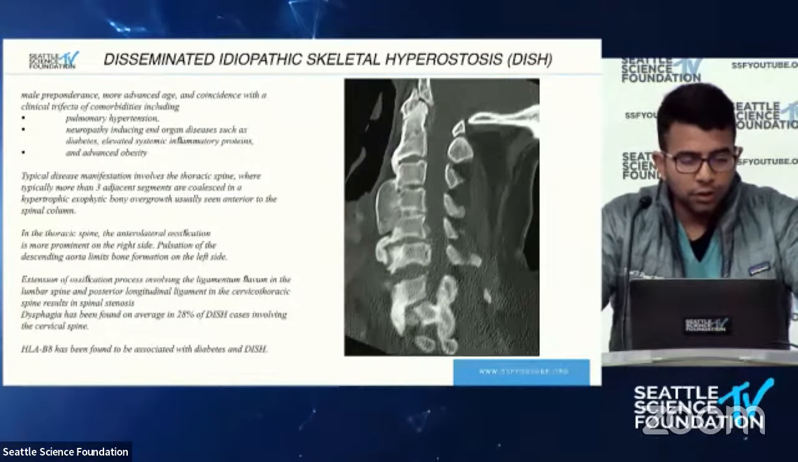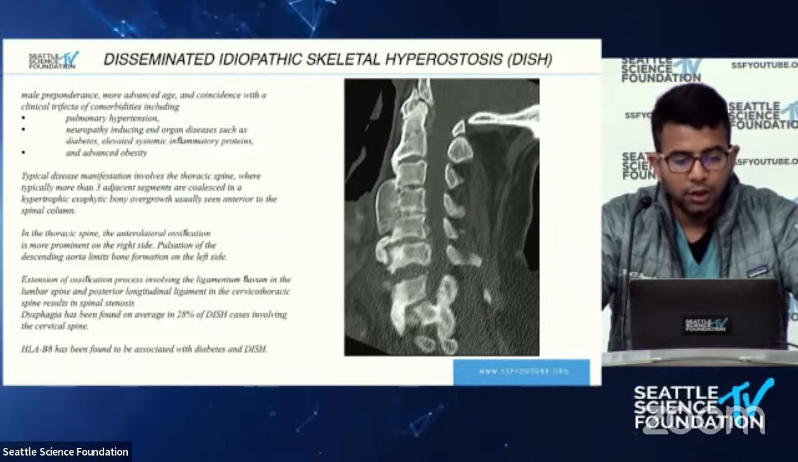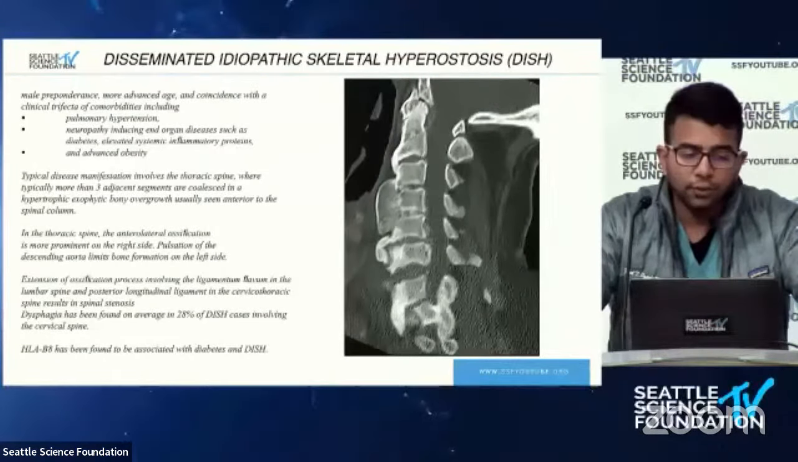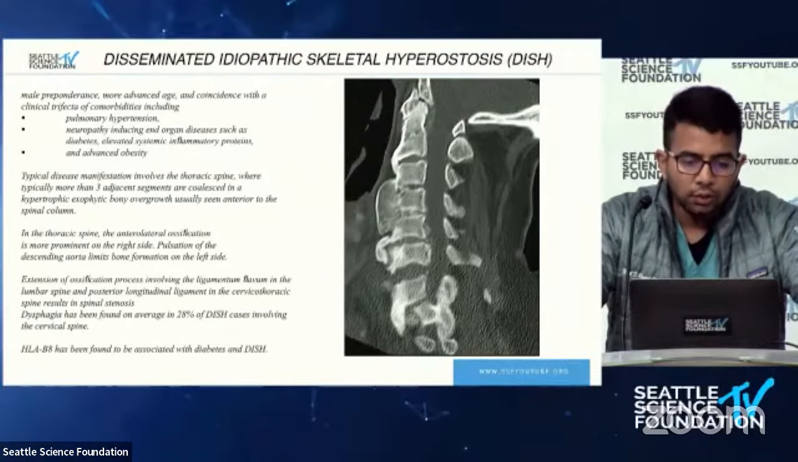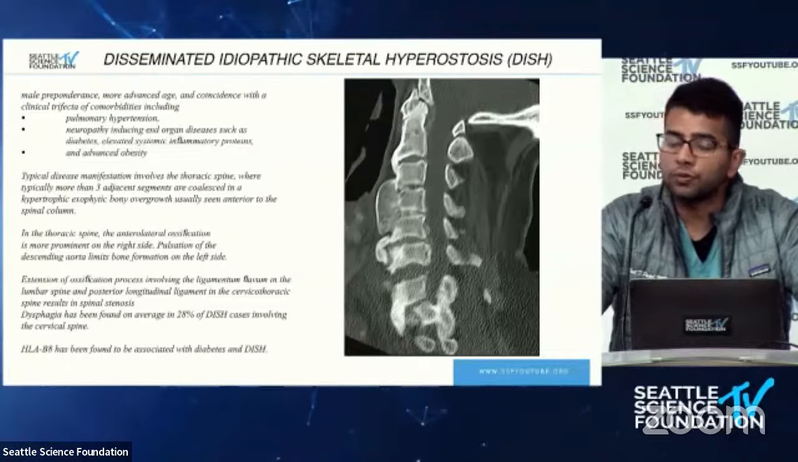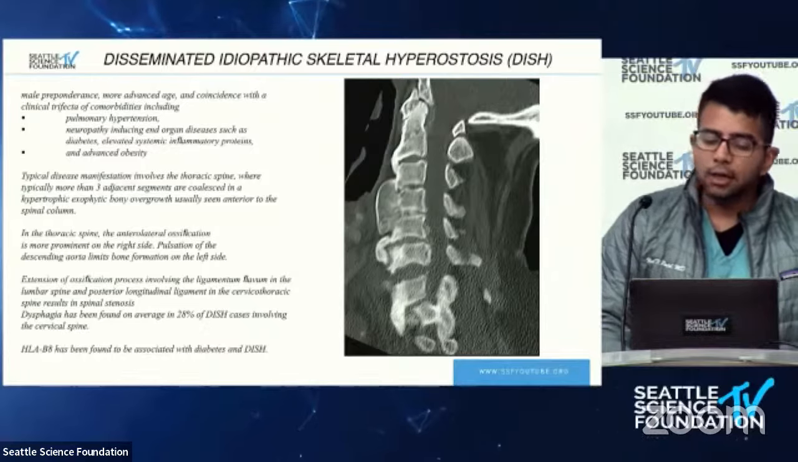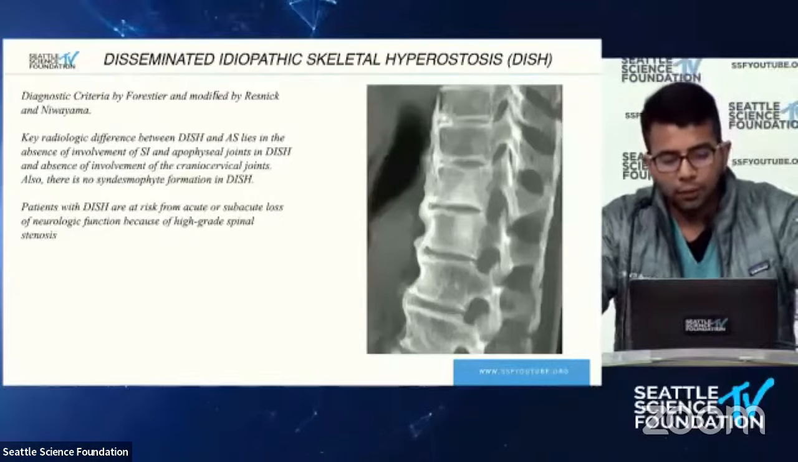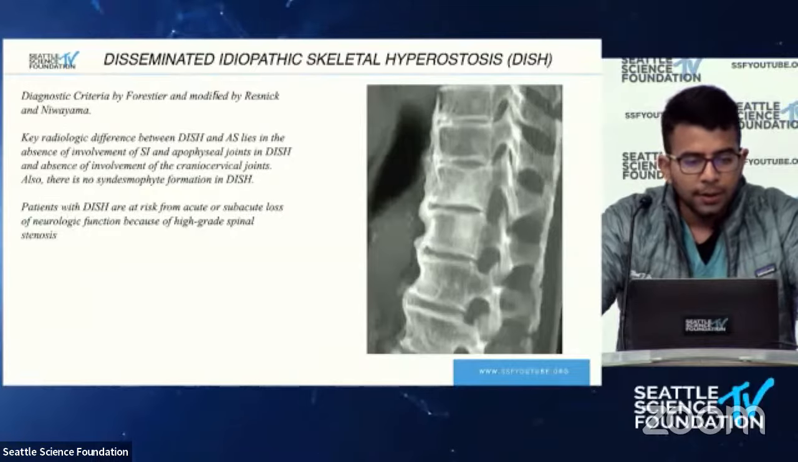Then the extension of the ossification sometimes involves the ligamentum flavum and could cause spinal stenosis. This becomes relevant with spinal cord injury and increased rates of spinal cord injury in these patients due to an already tenuous space. With significant lesions up front in the cervical spine, sometimes patients can present with dysphagia as well. The serum correlation with this one is HLA-B8, compared to HLA-B27 for AS. Diagnostic criteria for DISH was defined by Forestier and then modified by Resnick and Iwayama.